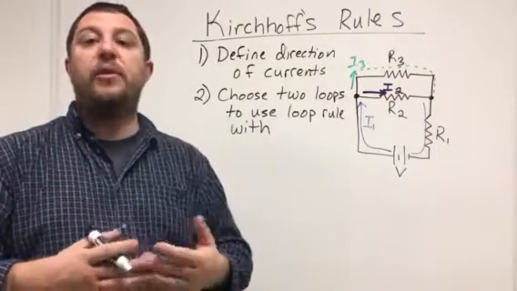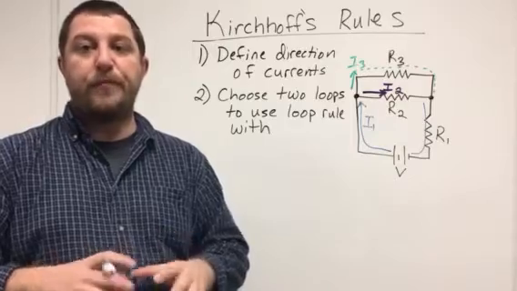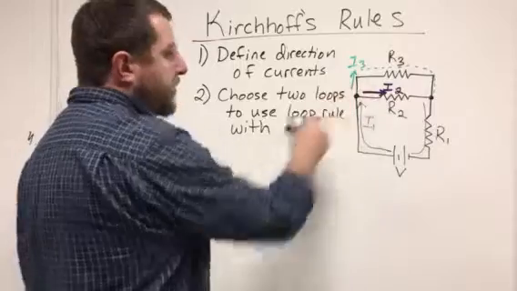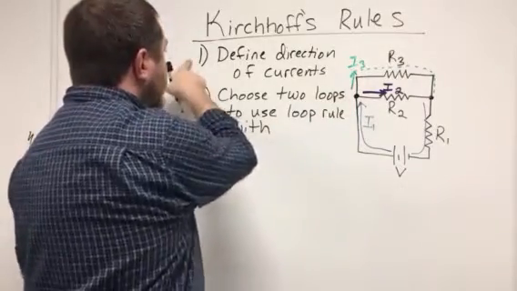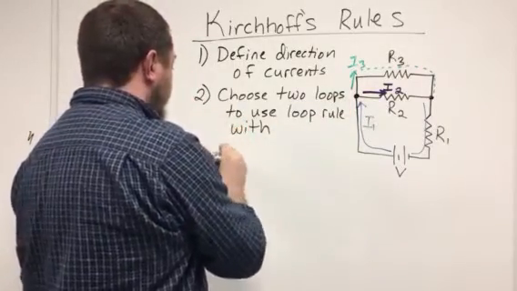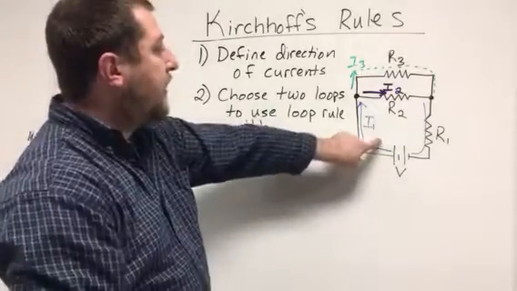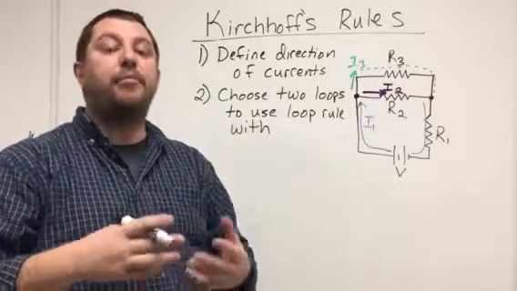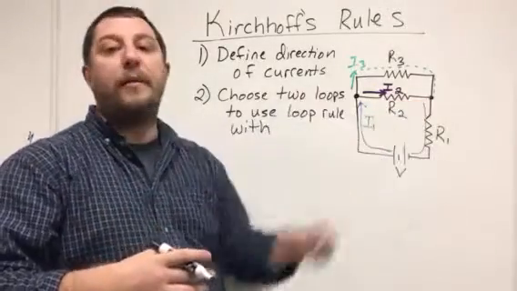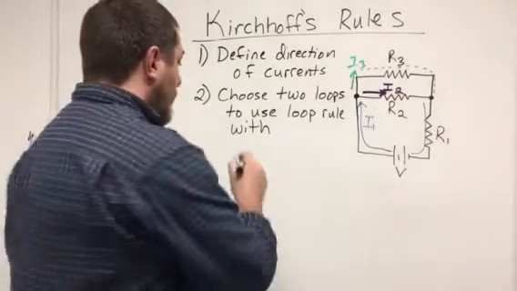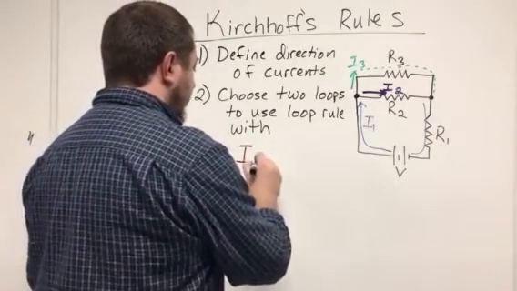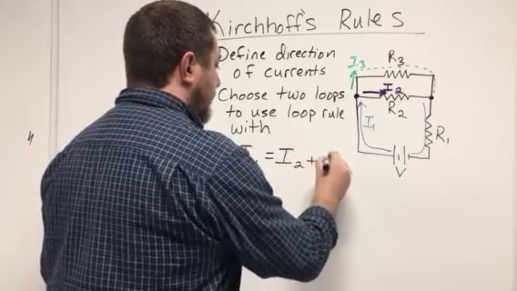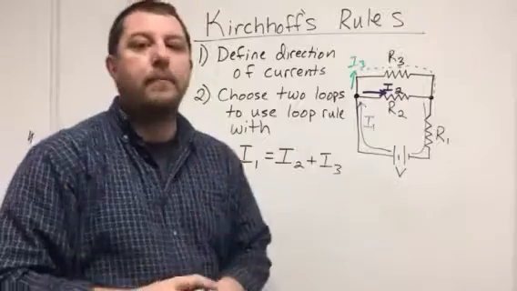So the first step is to define your currents, and then the second step is to choose 2 loops that you're then going to apply the loop rule to. So let's see how to set up our system of equations. For this particular circuit, I've defined the direction of my currents. The junction rule is going to say that I1 is equal to I2 and I3, because I2 and I3 branch off from I1, and over here they must add back up to I1 as well. So my first equation in this particular circuit is going to be I1 equals I2 plus I3, all right?